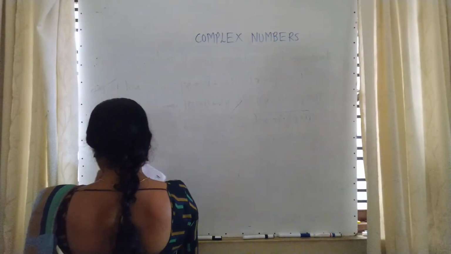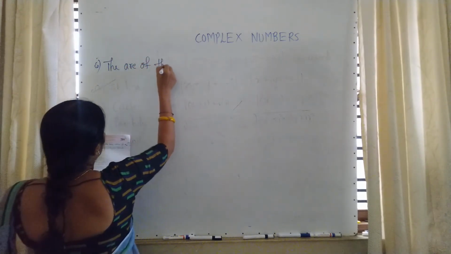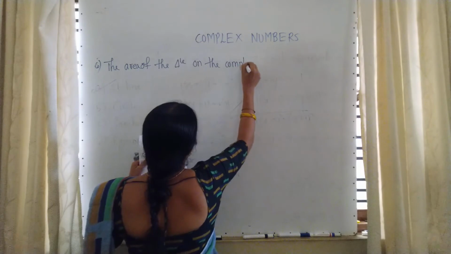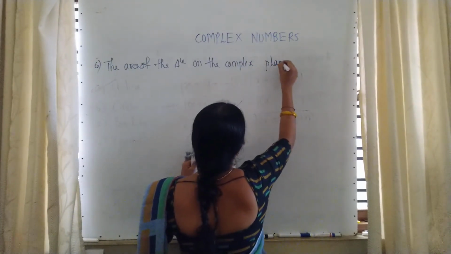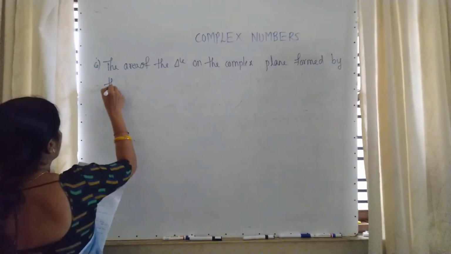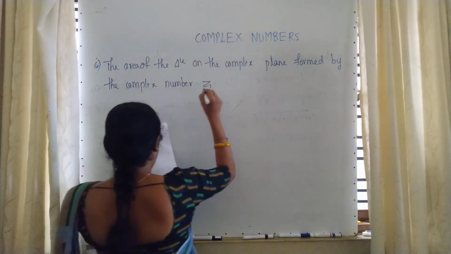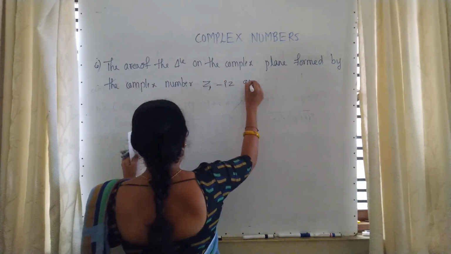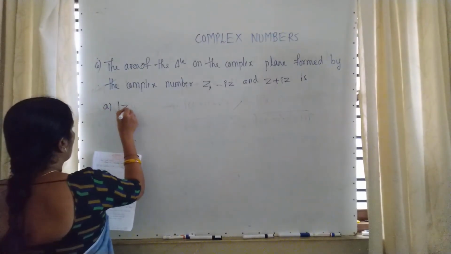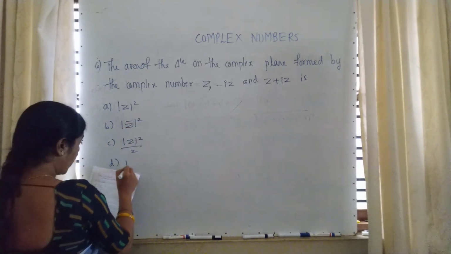Next, question number 6. The area of the triangle on the complex plane formed by the complex numbers z, minus iz and z plus iz is: first option mod z square, second one mod z bar square, third one mod z square by 2, and the fourth one none of these.